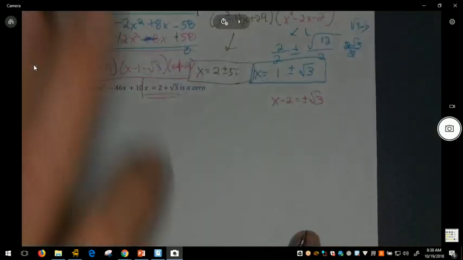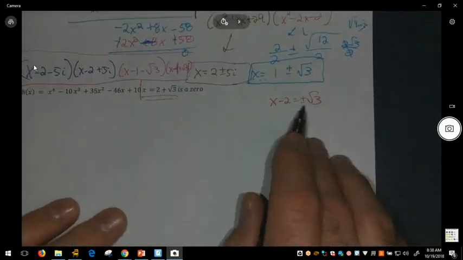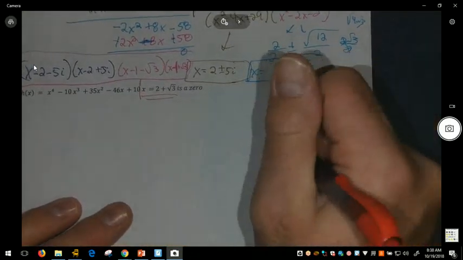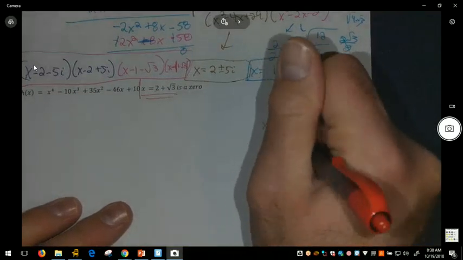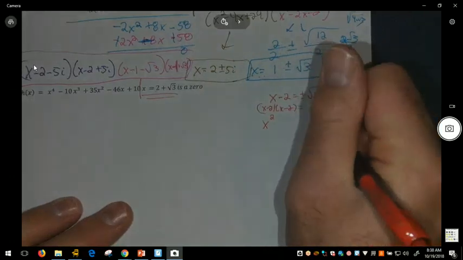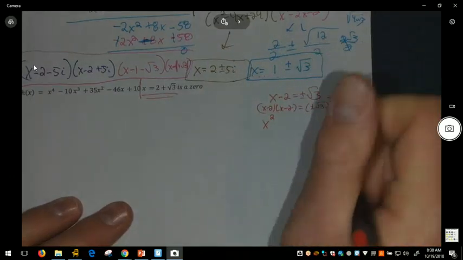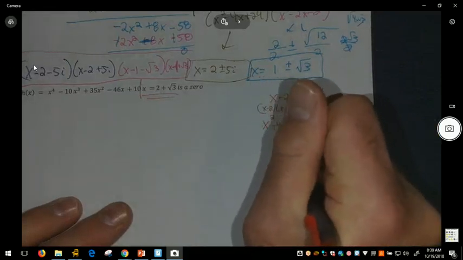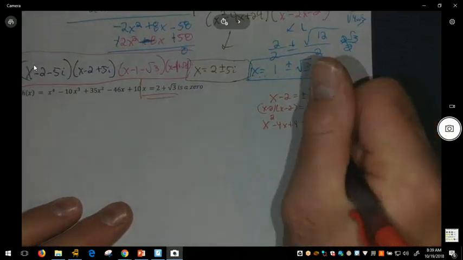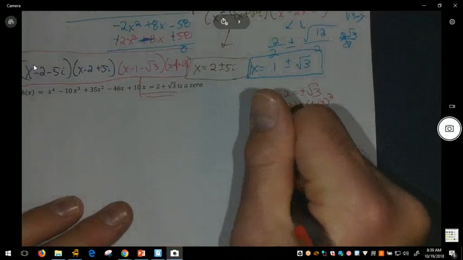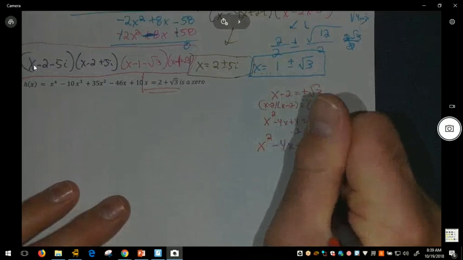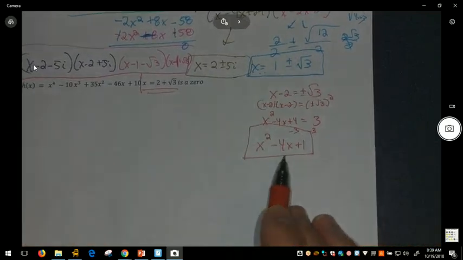We're going to build our irreducible factor. We know that 2 plus square root of 3 and 2 minus square root of 3 are some of the answers. So I'm going to square both sides. It's going to give me x squared, because that's x minus 2 by x minus 2, equals plus or minus square root of 3 squared. So x squared minus 4x plus 4, plus or minus squared is just positive, and then the square root of 3 squared is 3. Subtract 3 from both sides. My irreducible factor is x squared minus 4x plus 1. It's one of my irreducible factors.